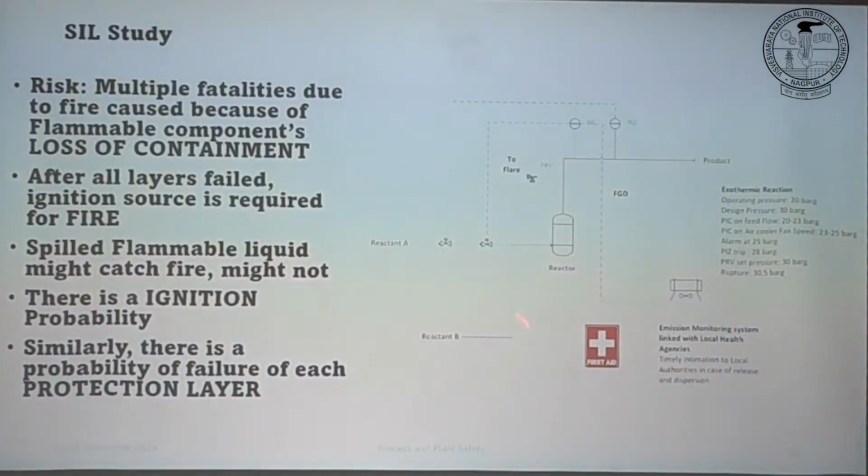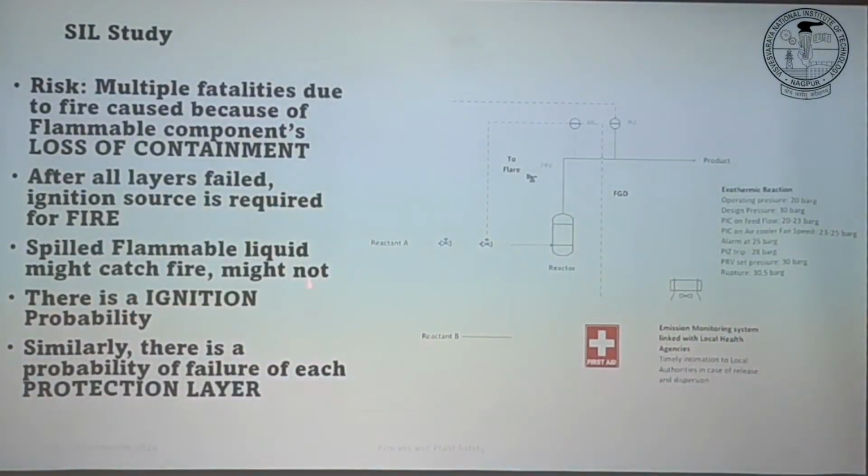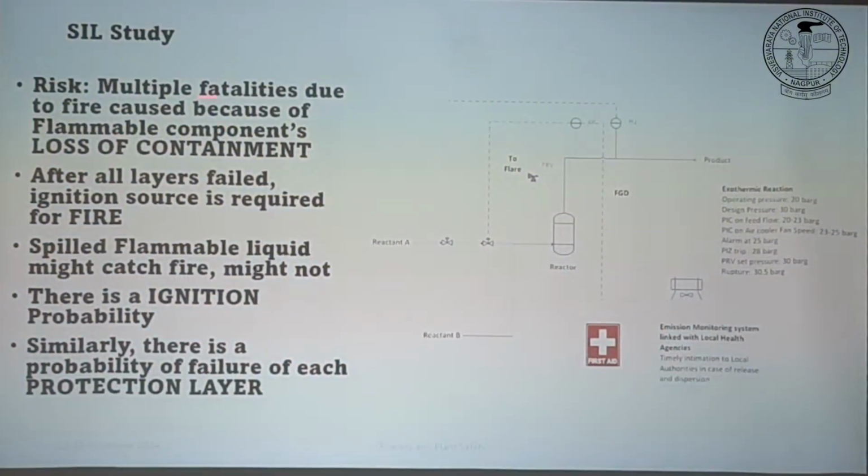So let's do a small case study on the same example. So we said we have all the safety measures as per the recommendation. TIC is also implemented, right? So you start with what exactly is the risk? Multiple fatalities due to fire caused by flammable components, loss of containment. This we already declared, already said. If all layers fail, an ignition source is required.